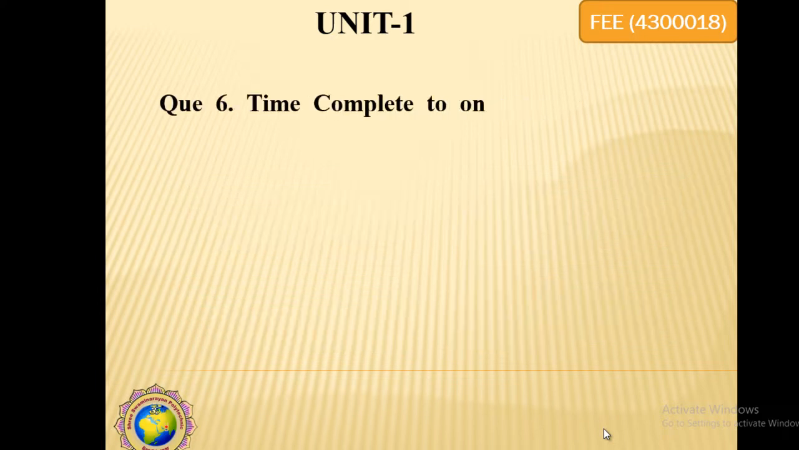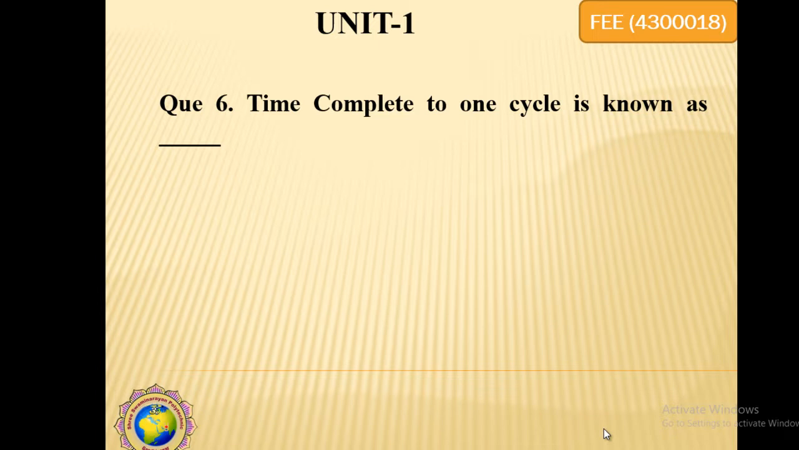Question 6. Time complete to one cycle is known as. Now, this is the section of the unit number 1. It is based on the different types of quantities related to alternating quantity. And the first definition is the time complete to one cycle is known as.